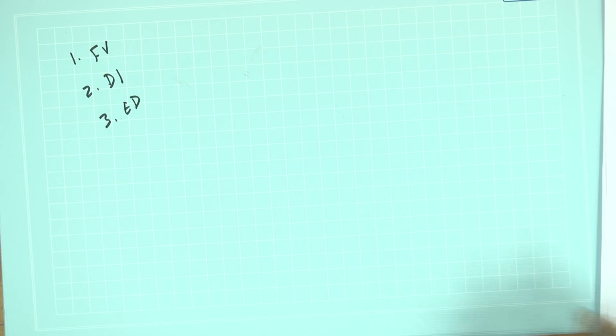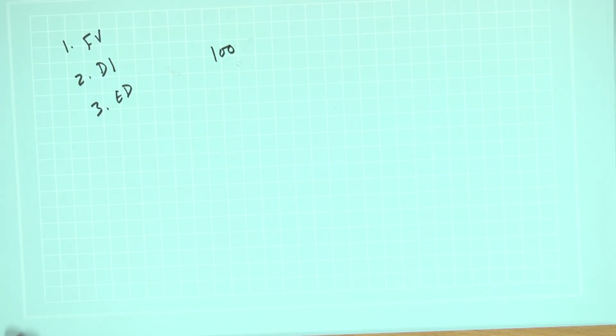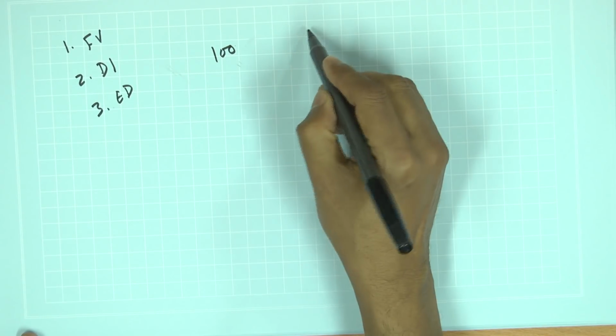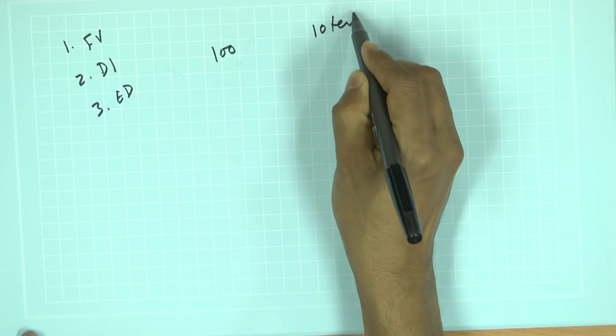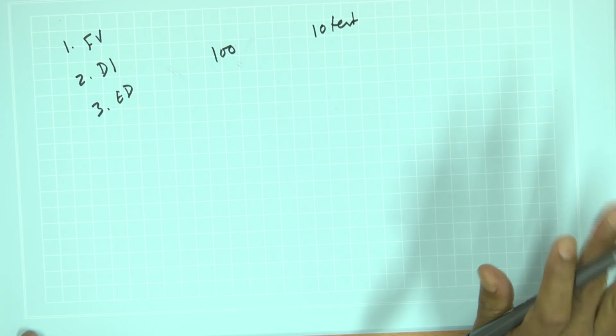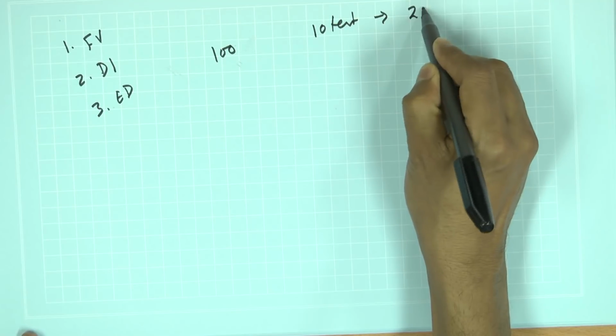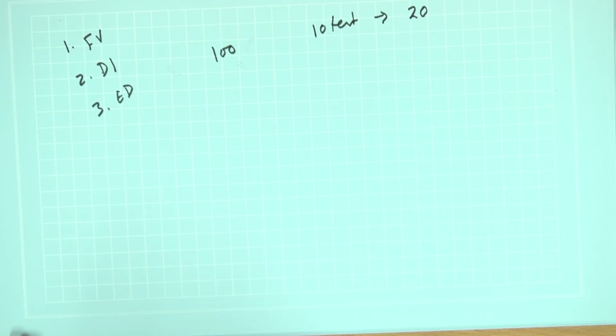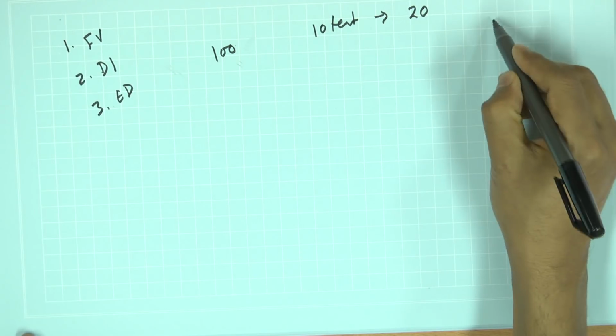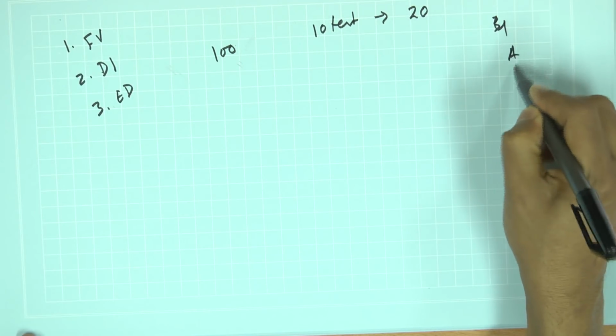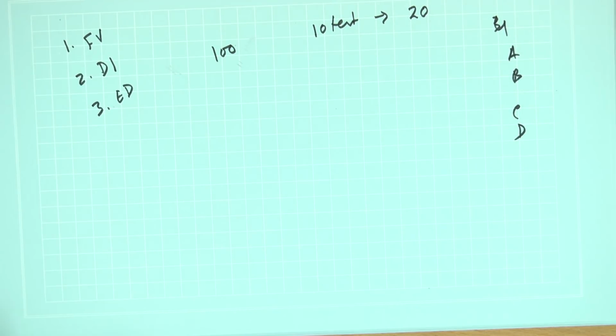Now, some questions ask how we divide the upper group and lower group. Suppose I have 100 students in my class, and I take a test with 10 test items, where the total marks is 20. There are 10 multiple choice questions, and each has 3 or 4 options, A, B, C, D. So this is my test.